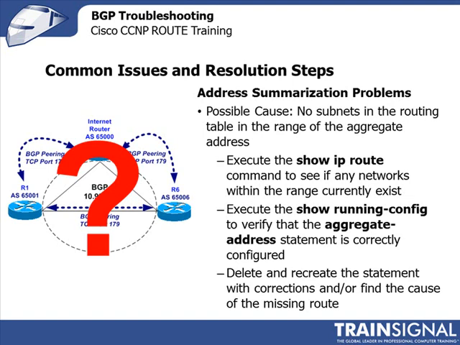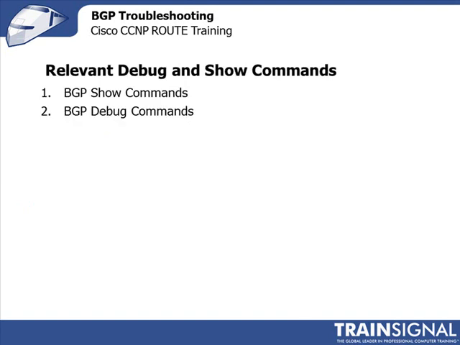If you were advertising an aggregate address 216.145.0.0 and then the mask is 255.255.252.0 and there are no 216.145 type addresses in the routing table, it's not going to advertise the aggregate. So make sure it's correctly configured, and then go back and look at it again. Delete and recreate the statement, or find the causes of the missing route if there are any.